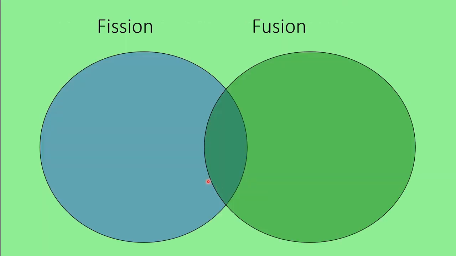Just to finish off, have a go at making a little Venn diagram here. What are the similarities and differences of fission and fusion? See as many things that can go in each of these. Things that only happen for fusion, things that only happen for fission, and things that relate to them both.